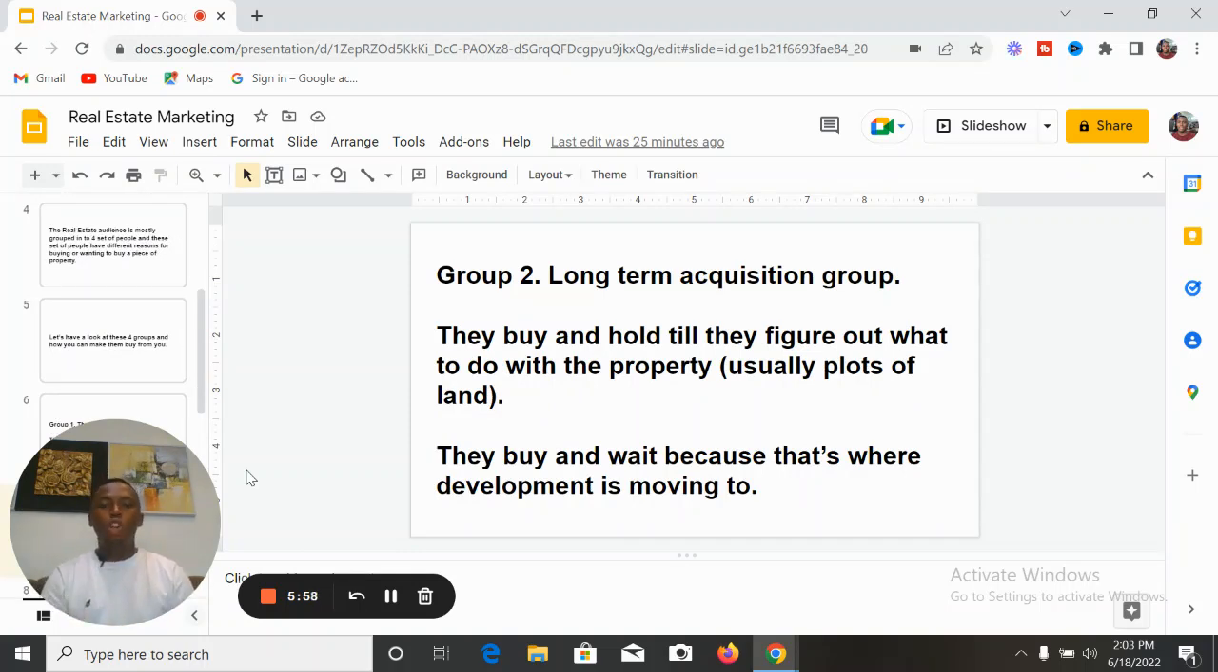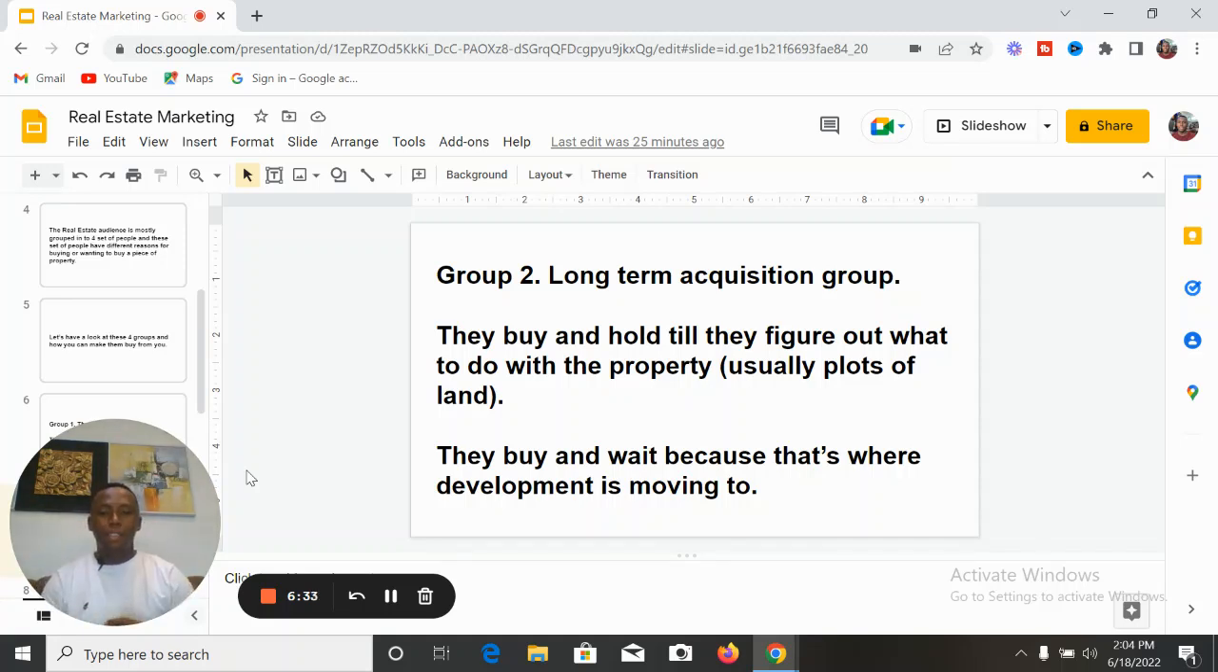The second group is the long-term acquisition group. These people buy land and hold till they figure out what to do with the land, because they don't actually know what to do with the property. Mostly it's land, usually a plot of land. They buy and wait till development is coming there. They already know that development is coming to that region, so they just go there ahead of time and buy. That's why when you are discussing with some people, they will tell you that I bought land there in 2007 for so amount. Today that land is worth so many millions.